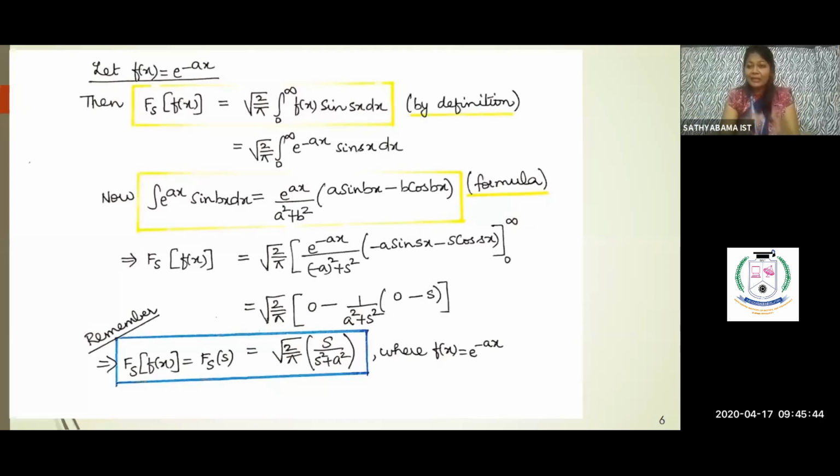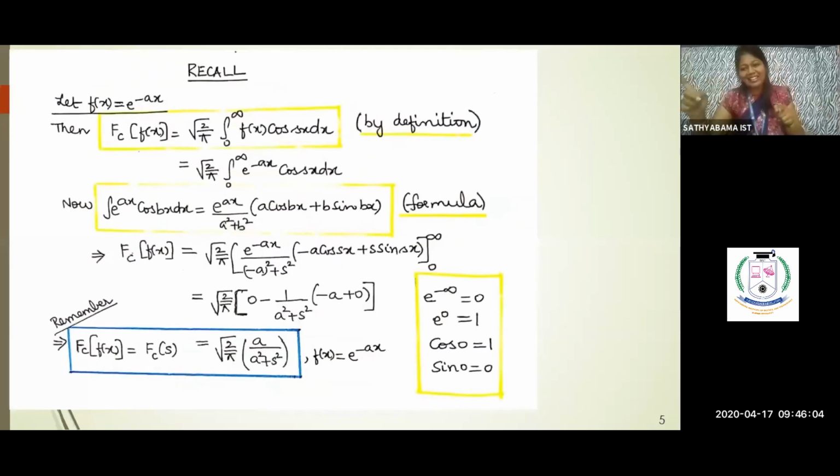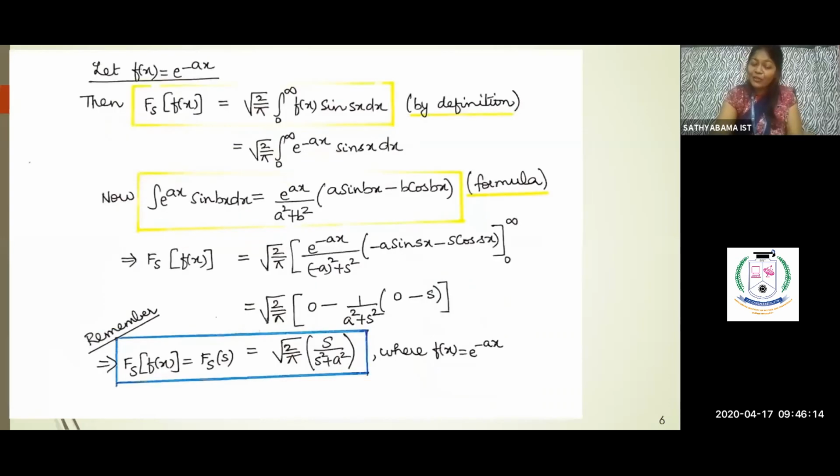Now you can ask me how to remember. You might get confused whether the numerator is s or a. There's an easy way to remember, I'll tell you. For Fourier sine transform, the numerator is s, because sine starts with s. For cosine transform, the numerator is a. So it's easy to remember. Fourier cosine transform of e power minus ax is root of 2 by pi a by a square plus s square. Fourier sine transform of e power minus ax is s by a square plus s square. Fine. Now let's go ahead to the problem.